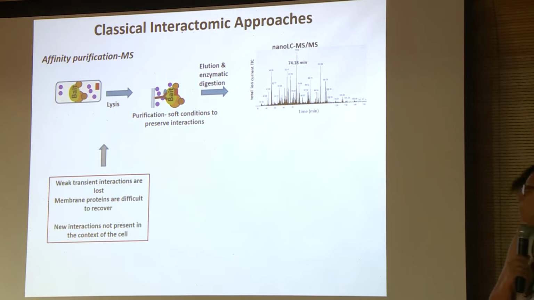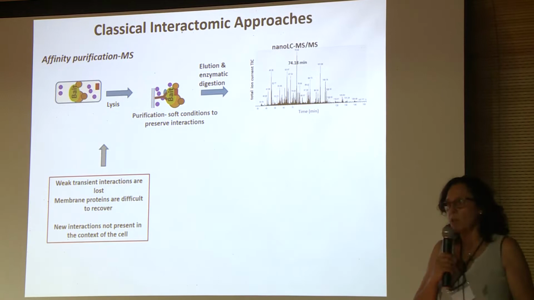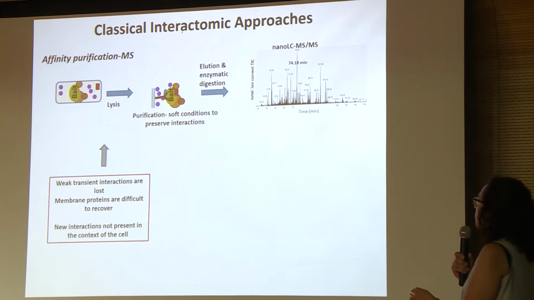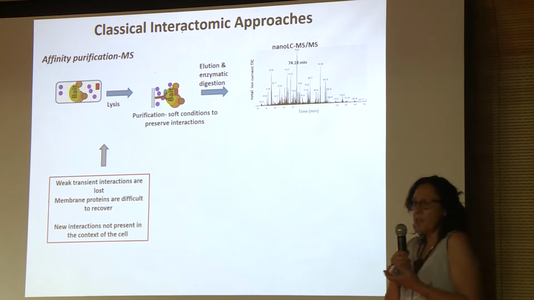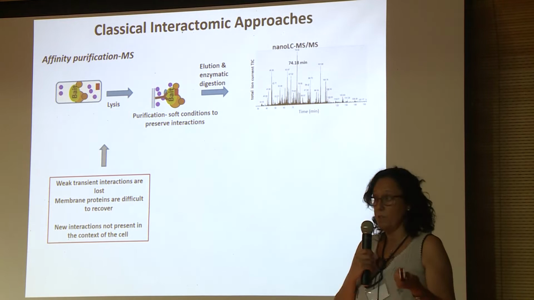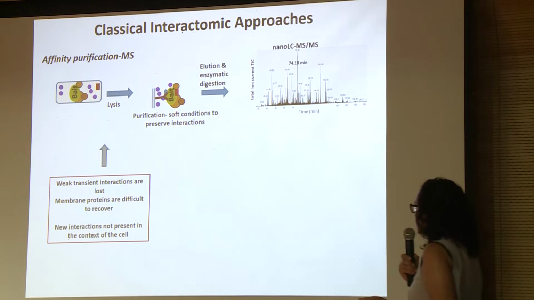So in the first place, when we break the cell, we usually lose weak and transient interactions because we are diluting the sample, we are allowing things to come apart. And also membrane proteins are very difficult to recover. Why? Because we have to do this purification in soft conditions so we can preserve the interactions that were taking place in the cell. If we use detergents or very harsh conditions, these interactions are going to break and we are not going to recover the interactors. And for membrane proteins, you know that we need these harsh conditions to recover the proteins. So in most cases it works, but in many cases it's not very easy to recover membrane proteins as interactors using this approach.